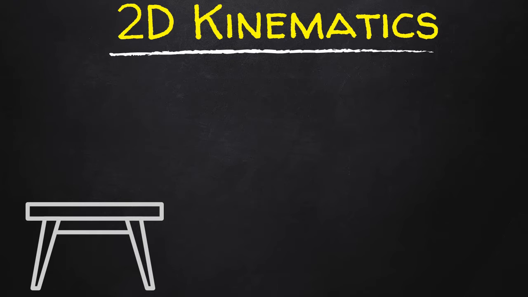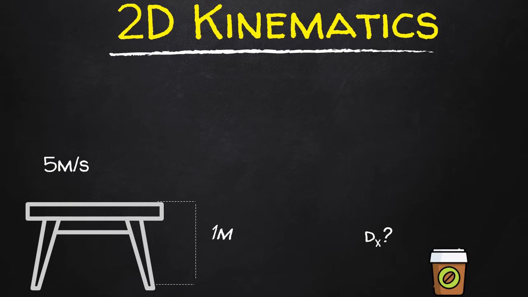Let's say we have a table, and the table is 1 meter tall. On the table, there is a cup that for some reason you decide to smack off the table at 5 meters per second in the x direction, and it falls off the table. It's obviously going to fall in some form of an arc because it already has some velocity. The question is, how far from the table is the cup when it hits the ground?